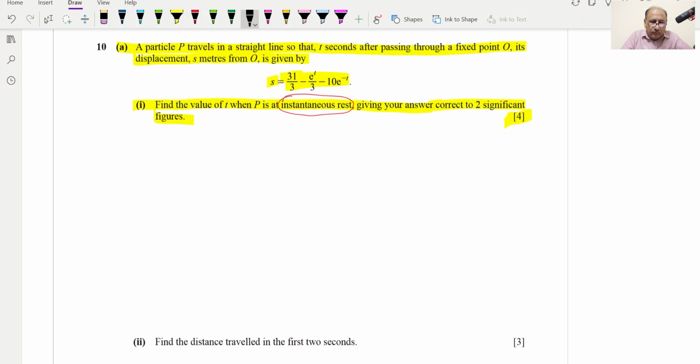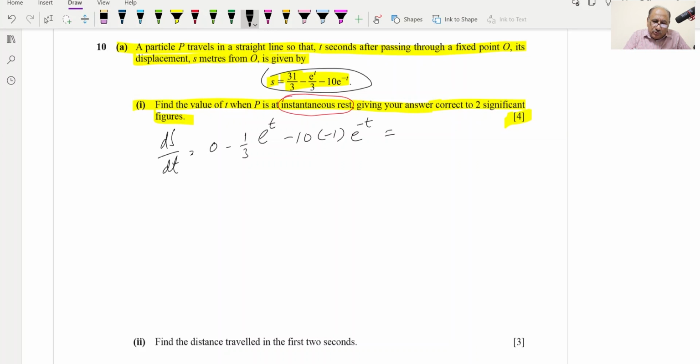So we will take the derivative of s to find the velocity. So ds over dt will be equal to the derivative of the constant 31 over 3, which will be 0. So 0 minus e raised to the power t as it is, and this will be 1 over 3. And next we can rewrite it as minus 10 and minus 1 e raised to the power minus t.